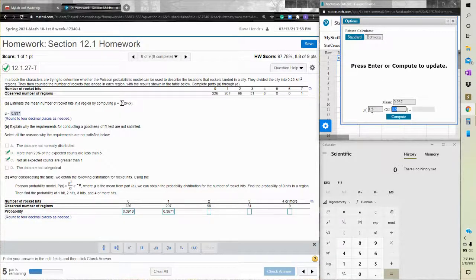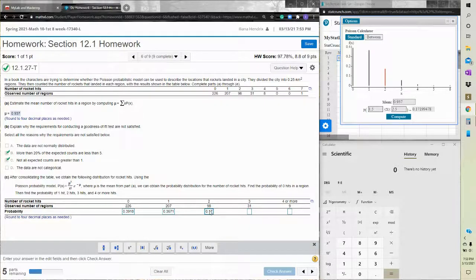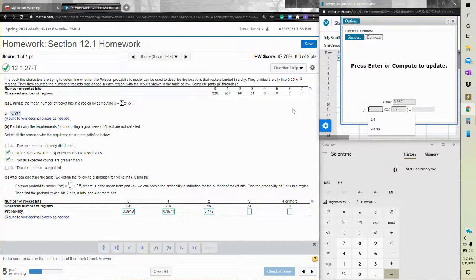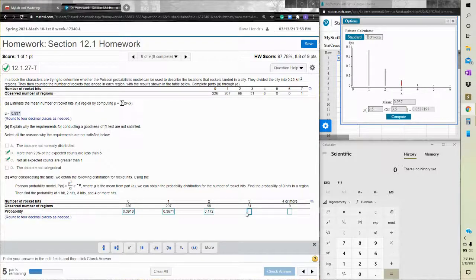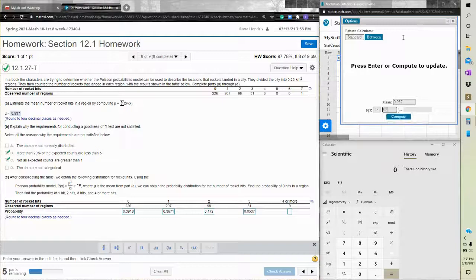1.5 and 2.5, compute. 0.171, and because we have nines there, 2.5. And we go back to standard because we have to get greater than or equal to 4. So we write 3.5.